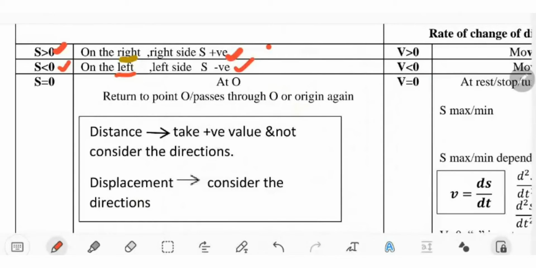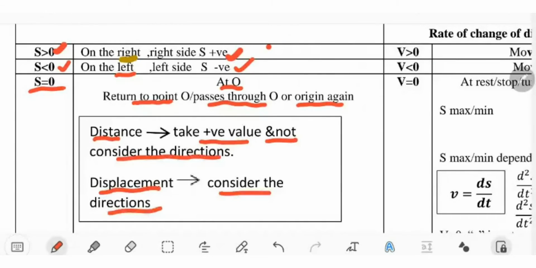Kalau you jumpa perkataan at O, at origin lah tu. Return to point O, passes through O, or maybe dia pergi balik dekat origin. Always S equal 0. Ni kat sini saya dah tulis dah. Distance, positive value only, not consider the direction. Displacement, consider the direction. That's why on the right, positive, on the left, negative.